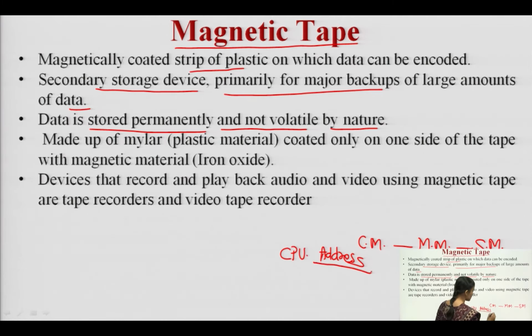When the address is generated by the CPU, it is firstly searched in the cache. If it is not found, it is searched in the main memory, and again if it is not found, it is searched in the secondary memory, and repeatedly used data is copied into the main memory, and again if it is required, then this data has to be copied into the cache memory.